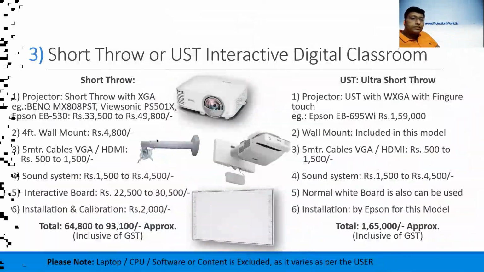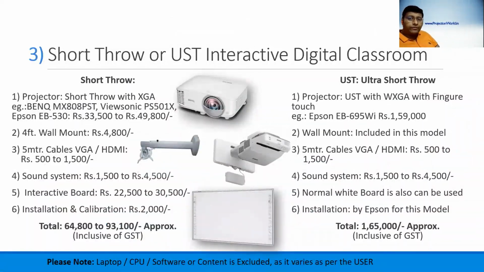Then third comes the short throw, or UST, interactive digital classroom. This is the most ideal digital classroom solution which we recommend, because in the short throw model, the projector comes on your top. When you are explaining on the board, it comes on your top. So the advantage is that there is no focus of the lights, the rays from the standard projector. The short throw, as it is on your top, has no shadow on the board, or not that much shadow compared to the standard throw projector. So the short throw projector is highly recommended.